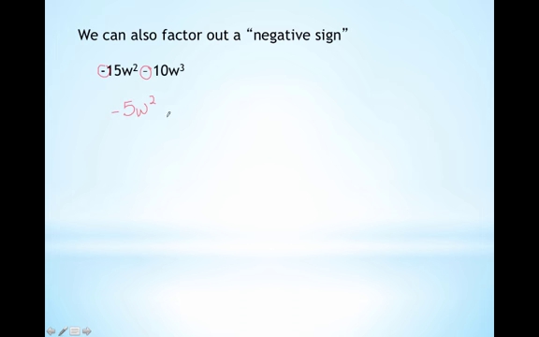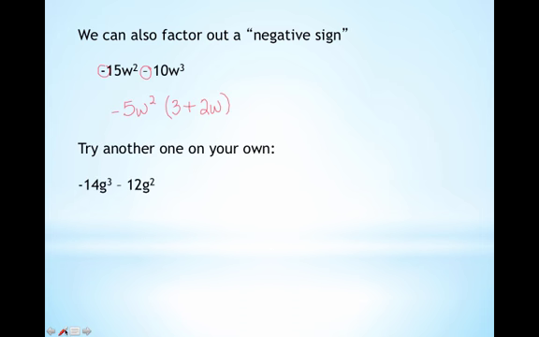Now remember that it's going to mess up your signs, though. So when I take that negative 5w squared out, I need a positive 3 to multiply by to be my same negative 15w squared that was up here. And I also need a positive 2w to multiply by negative 5w squared to give me negative 10w cubed. So this is completely factored. So try this one on your own with negatives.